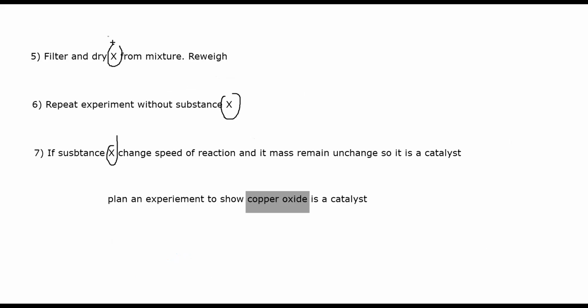Then filter and dry copper oxide from the mixture and reweigh. Repeat the experiment without copper oxide. If copper oxide changes the speed of reaction and its mass remains unchanged, it shows that the copper oxide is a catalyst. So same experiment, but just change the letter X with the substance which is given to you. Is it clear?